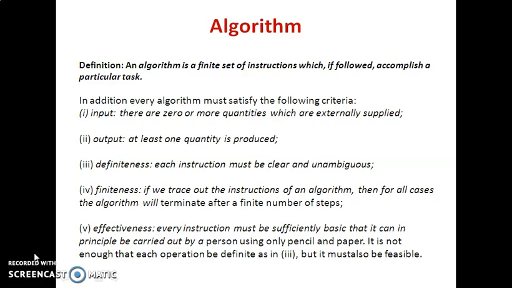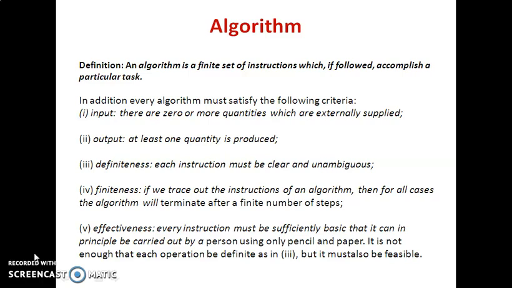Okay, right. Next, definiteness. Each instruction must be clear and unambiguous. So an algorithm has many instructions, and each and every instruction is unambiguous. That is, there should be no repetition, it should be continuous without repetition. Okay, that is, each instruction produces the result differently.